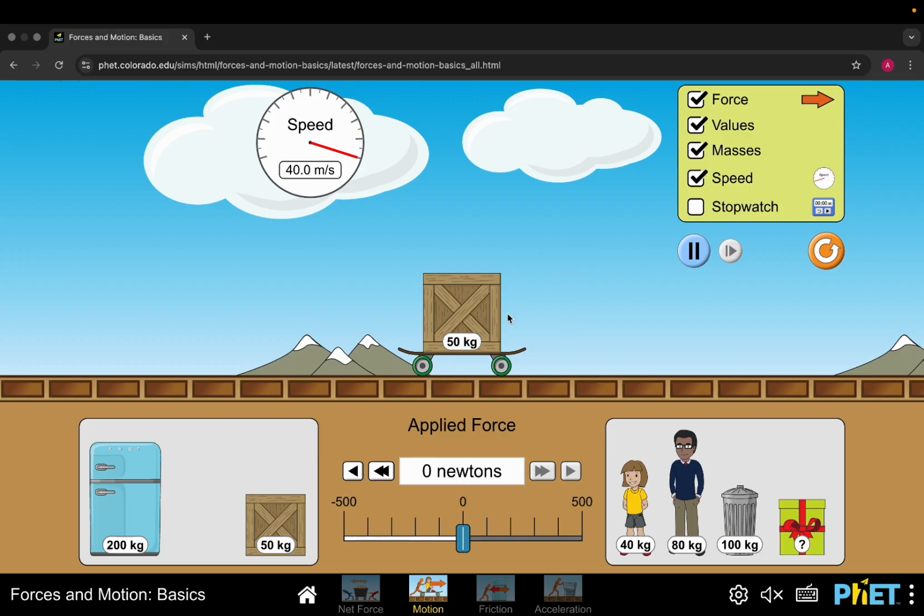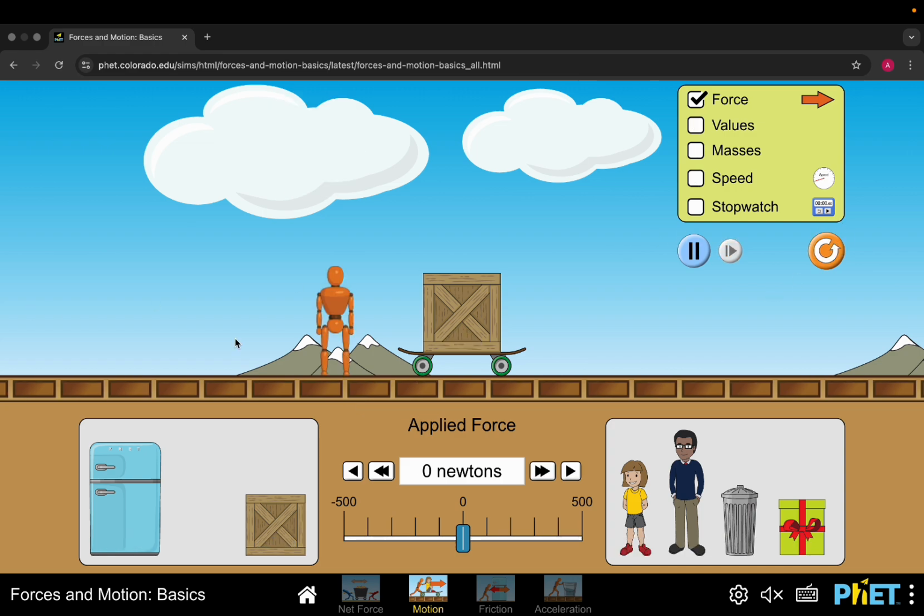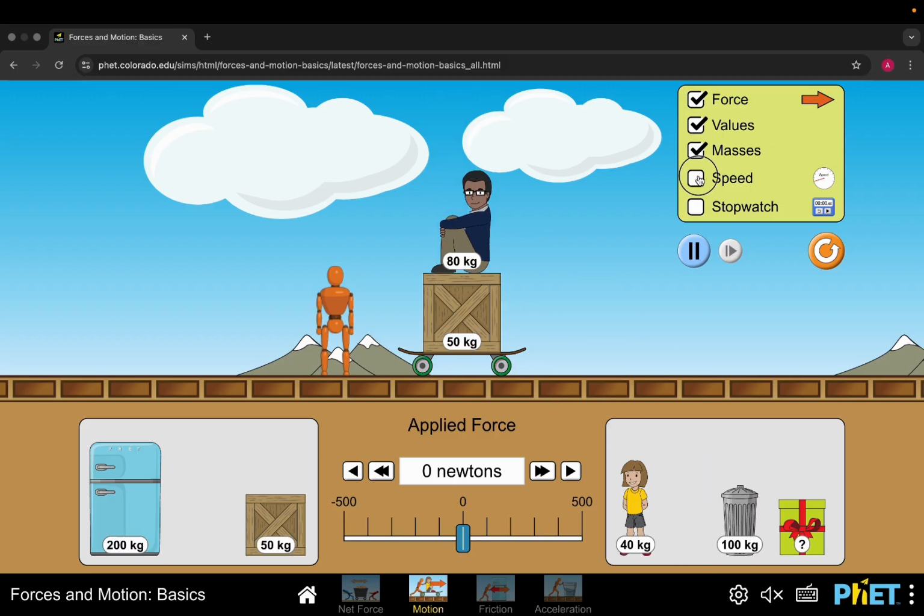So a force doesn't cause a constant velocity or speed. It causes an acceleration. So this demonstrates Newton's second law. Let's apply this little boy right here. So now it is actually 80 plus 50. Now it's weighing 130 kilograms.